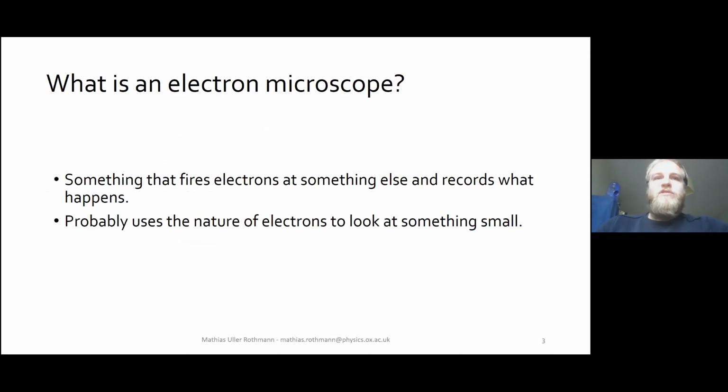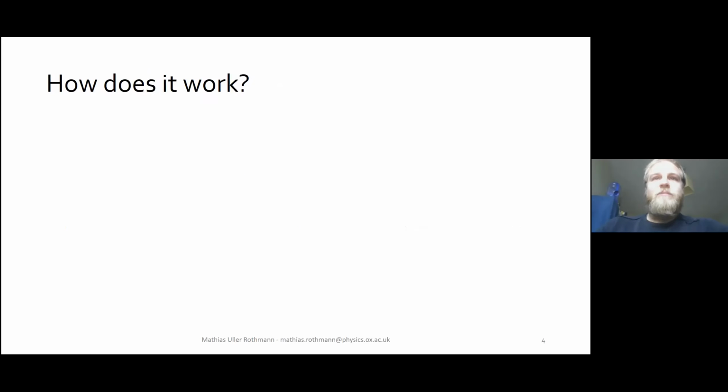So starting out, first of all, what is an electron microscope? Well, in the simplest case, it's something that fires electrons at something else and then records what comes out of it. And probably you want to use the nature of electrons to look at something that's much smaller than what other things typically could look at.